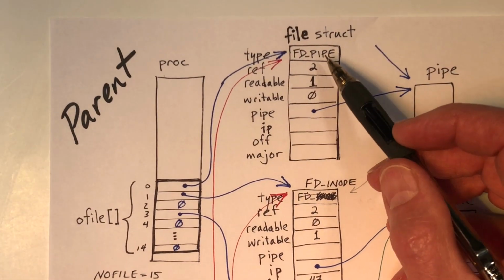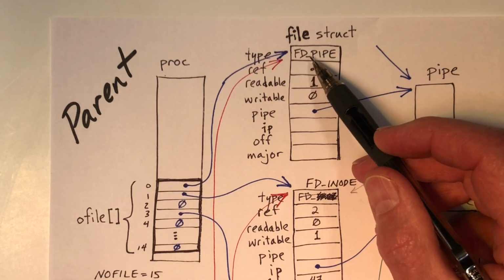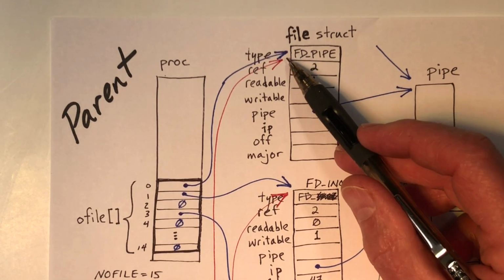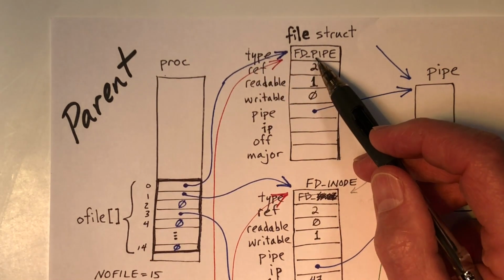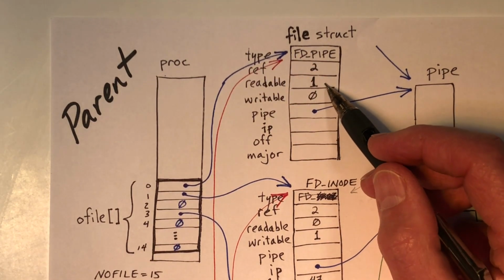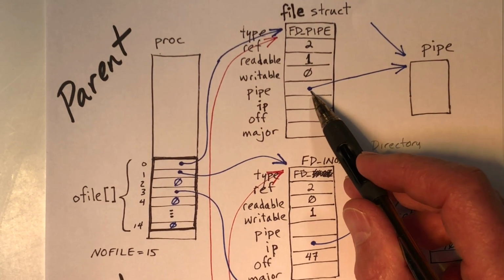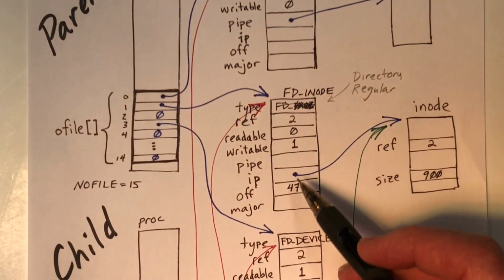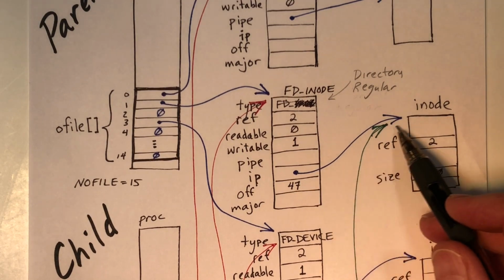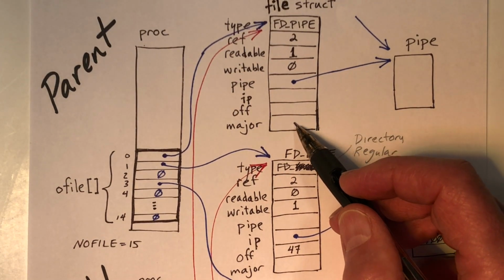So the file structure begins with a type field, and let's go through these fields and see what it's got. It's got a reference count, which is just the number of pointers that are pointing to this structure. And then it's got 2 flags to tell whether this file is either readable or writable, or perhaps both. And then it's got 2 pointers. The pipe pointer will point to a pipe structure, and the ip pointer, if used, will point to an inode structure. And then there's an offset and a major.